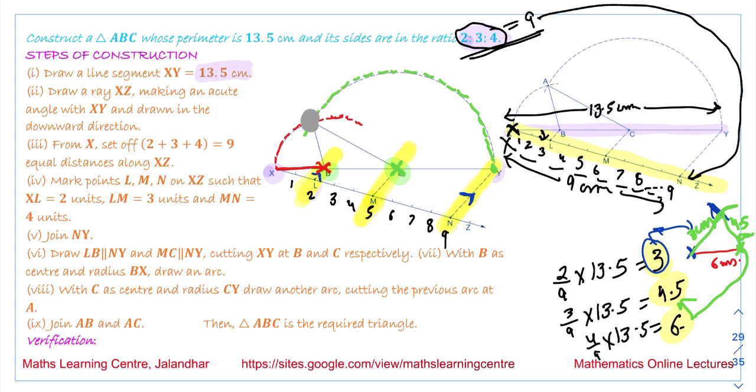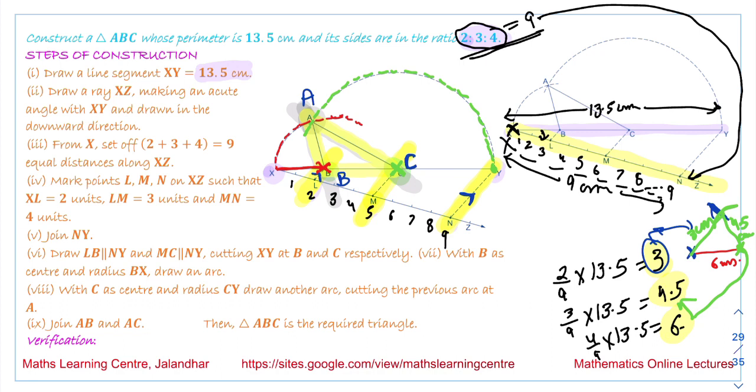Now this point over here, where these two arcs intersect, we are saying this point is A. Now we join AB and we join AC, and we are saying that this triangle we have obtained, ABC, with this point A, this point B, and this point C, is the required triangle.